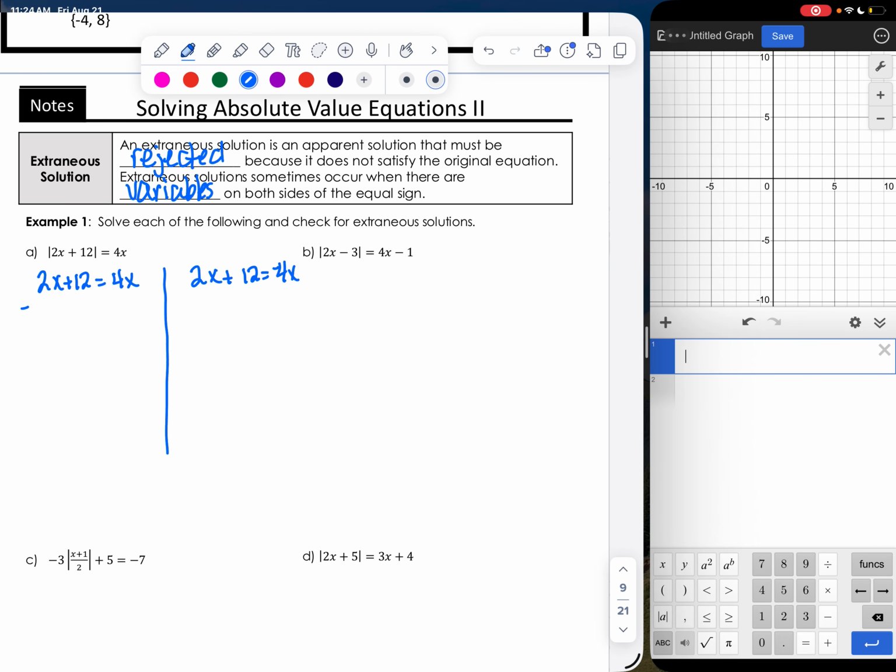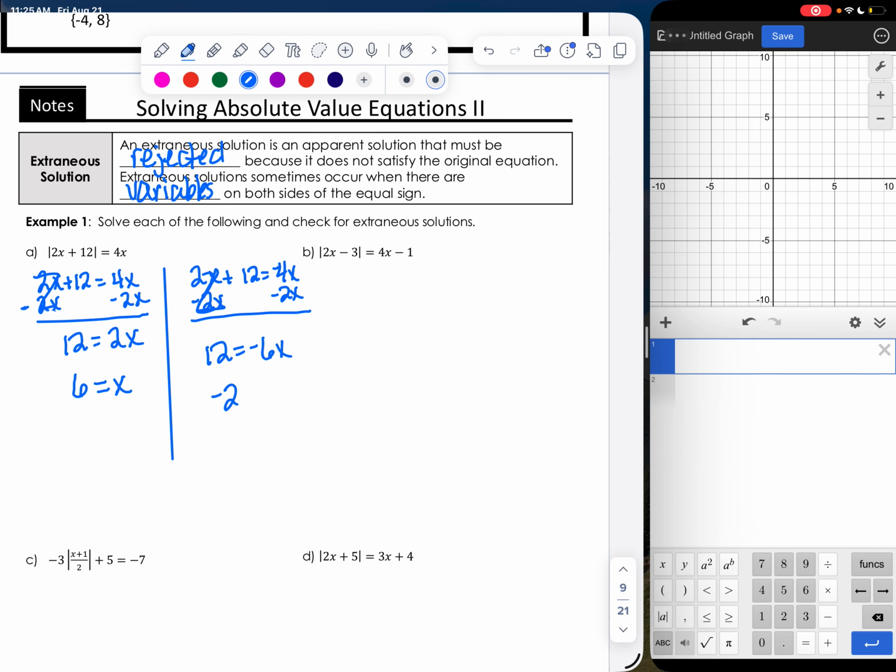Now I'm going to solve these two equations separately. So I want to get the variables on the same side. So let's subtract the 2x here and we'll get all the x's over on the right side. So 12 would equal 2x, and then divide both sides by 2. So 12 divided by 2 would be 6. All right, now let's solve the other side. Subtract 2x from both sides, and that would zero out and give me 12 equals negative 6x. Now we're going to divide both sides by negative 6, so 12 divided by negative 6 gives me negative 2 equals x.